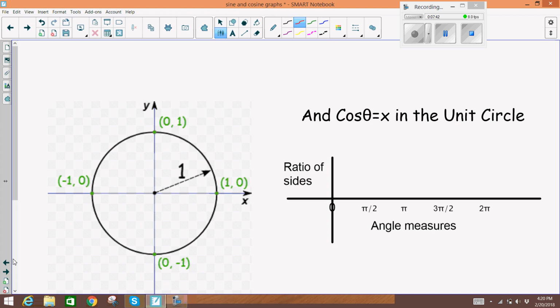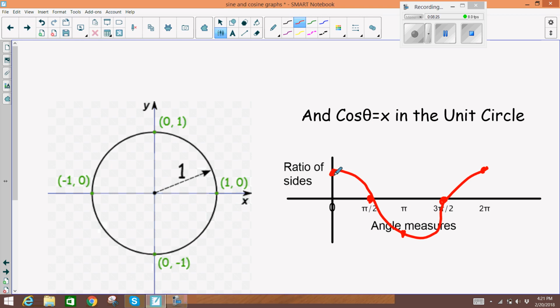Now the cosine graph is roughly the same thing, except that we are talking about the x-coordinates. When the angle is 0, our x-coordinate is 1, so we start up here. When our angle is 90 degrees, or pi over 2 radians, we are at 0, and at 180 degrees, or pi radians, we are down at -1. So that is our cosine graph.